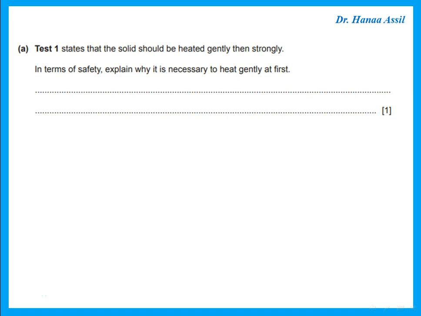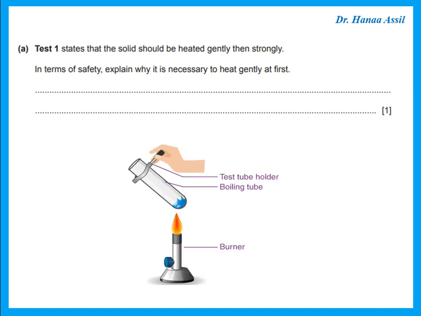The first question says, test 1 states that the solid should be heated gently, then strongly. In terms of safety, explain why it is necessary to heat gently at first. So you should know, if I'm heating a test tube that has a solid in it, I should first start to heat it gently and then a little bit strongly. Why is that? Because if I heat it strongly at the beginning, then the solid will, what we call, spit out, or it will jump out of the test tube.